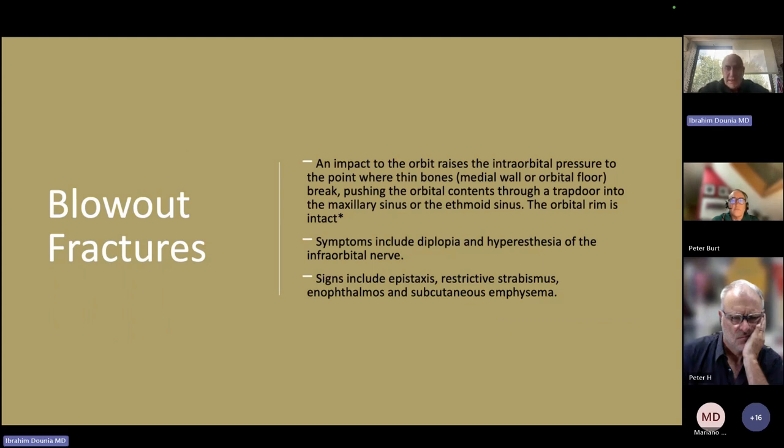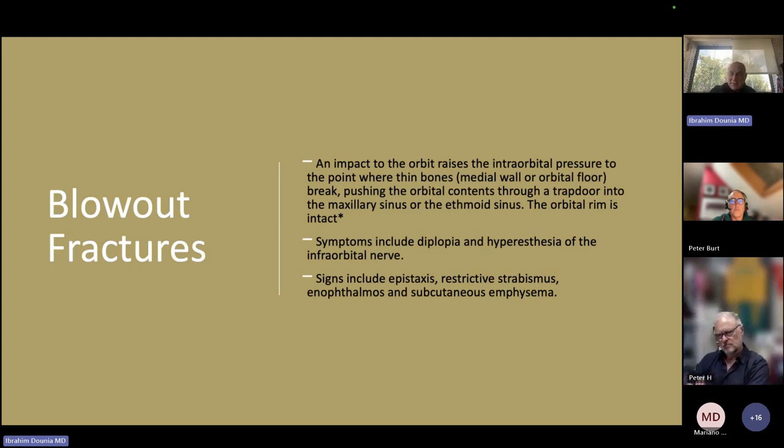Blowout fractures. Any impact to the orbit raises the intraocular pressure to the point where thin bones, which we talked about, the ethmoid bones and the maxillary bones, will push the orbital content through a trapdoor into the maxillary sinuses. The orbital rim will stay intact. Symptoms will include double vision, because the muscle which pulls the eye down is affected, and hypoesthesia, because the infraorbital nerve comes through that area.